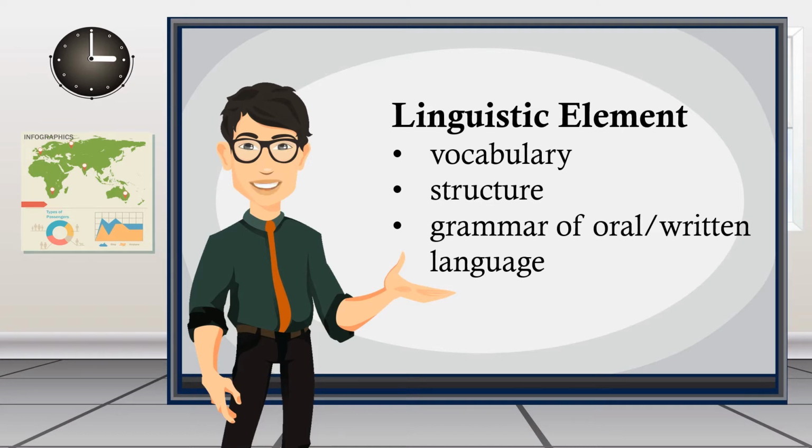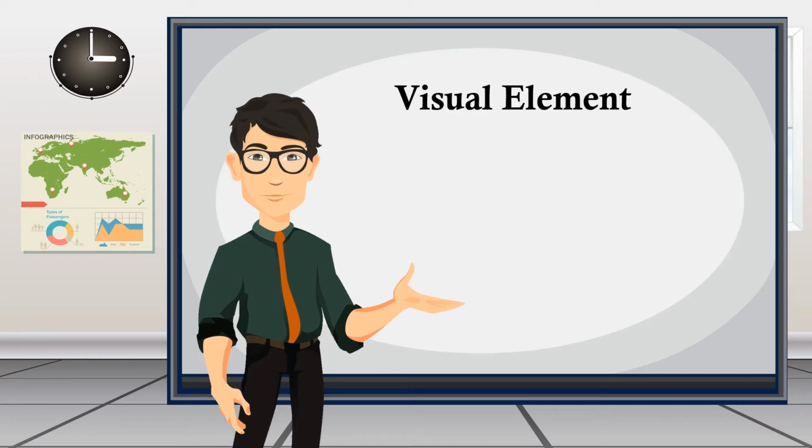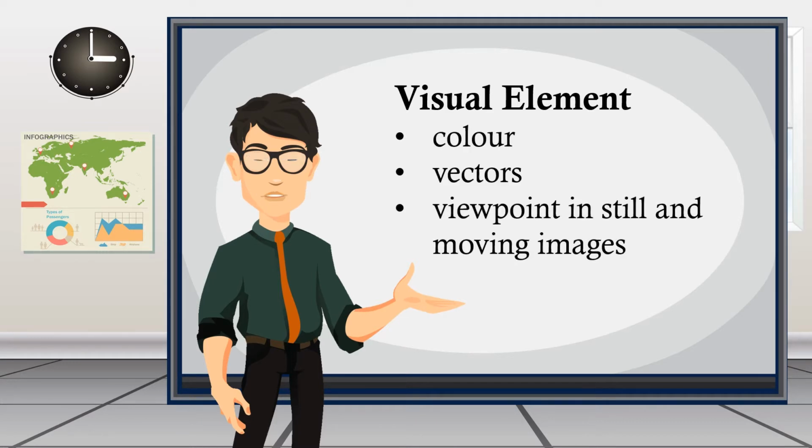Linguistic is probably the most widely used mode because it can be both read and heard on both paper or audio. The linguistic mode is the best way to express details and lists. The next one is the visual element. So visual element includes color, vectors, viewpoint and still, and moving images. The visual mode refers to the images and characters that people see.